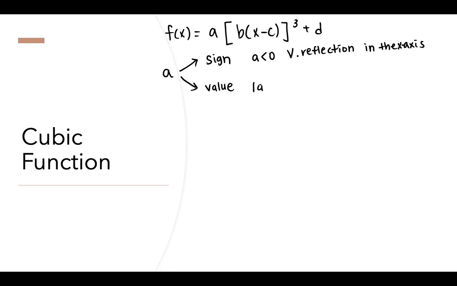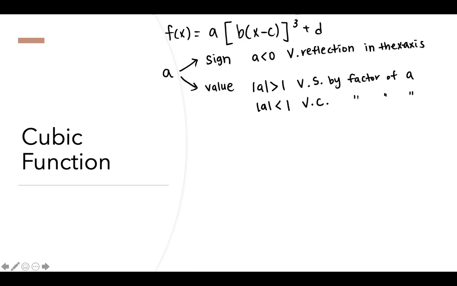Now we're going to take a look at the value. So I'm going to put an absolute value. So if the absolute value of a is greater than 1, just looking at the value, we say it's a vertical stretch by a factor of a. However, if the absolute value of a is less than 1, meaning it's in between 0 and 1, we say it's a vertical compression by a factor of a.